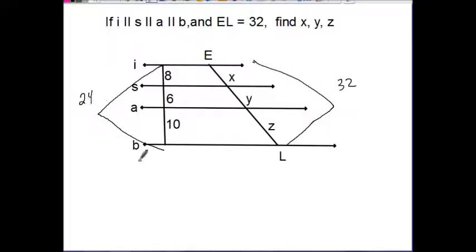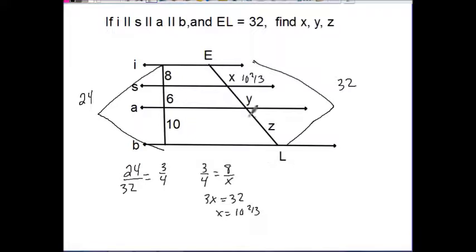Let's make a proportion out of the total distances. 24 over 32. Let's reduce that, both divisible by 8. That gives me 3 over 4. Let's make some ratios now, using our pieces in the middle here. 3 over 4 equals 8 over x, and let's cross multiply. 3x equals 32, so x equals 10 2/3.